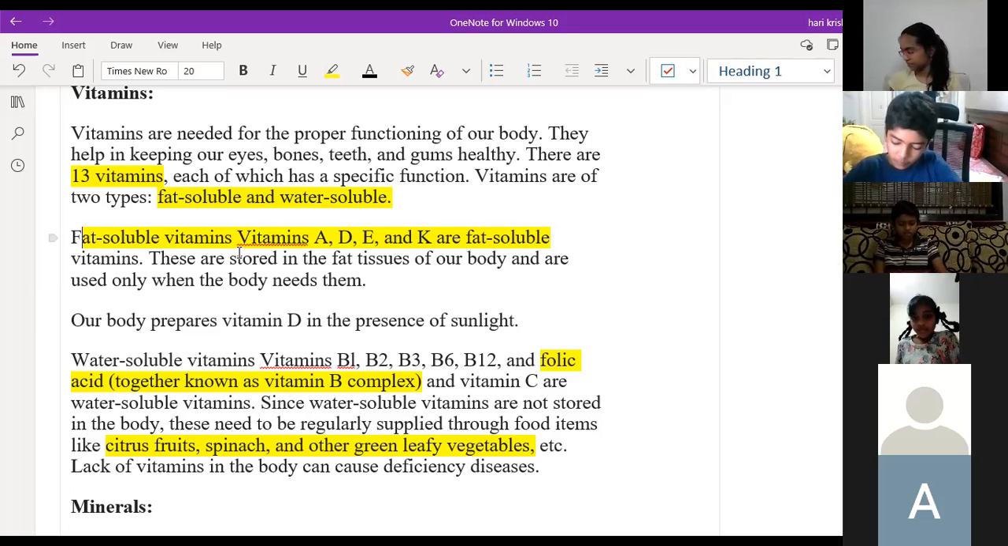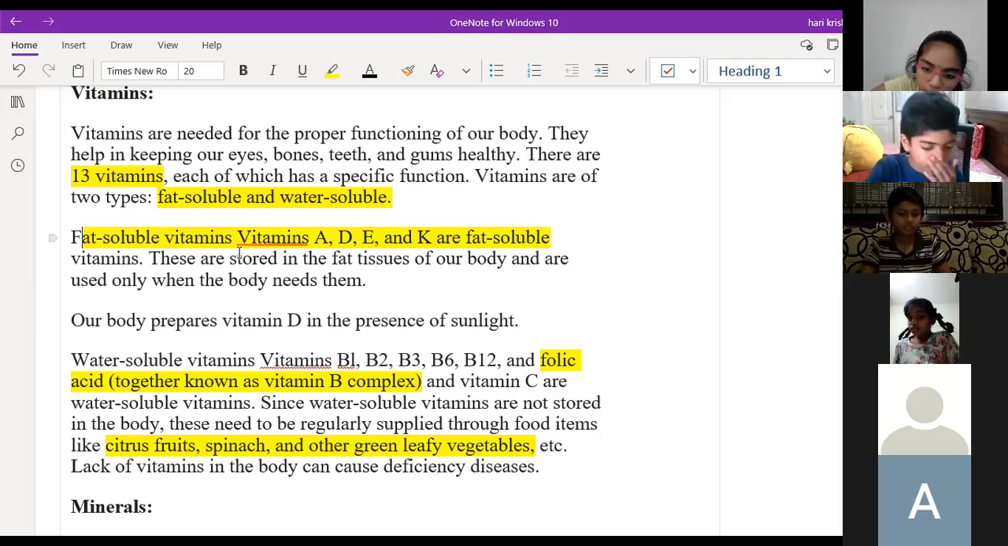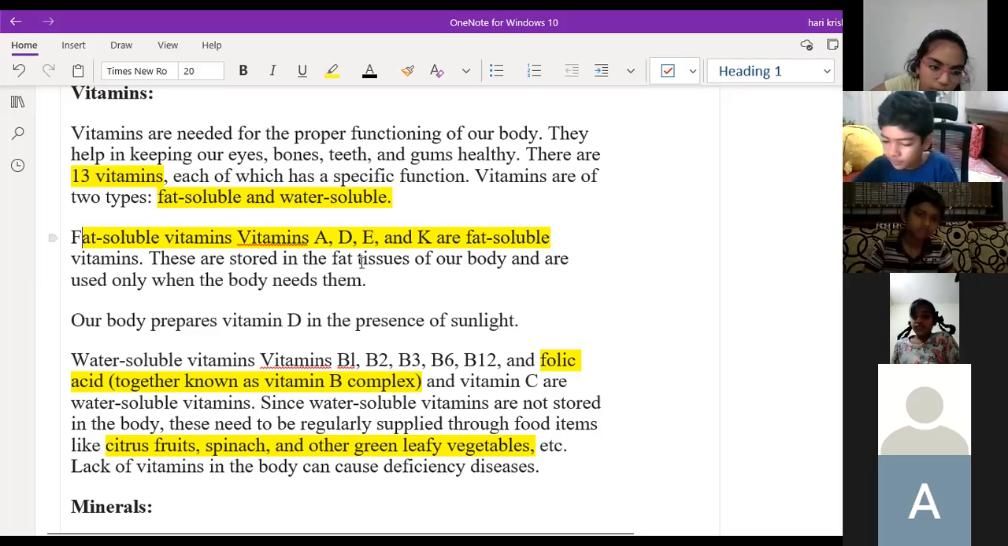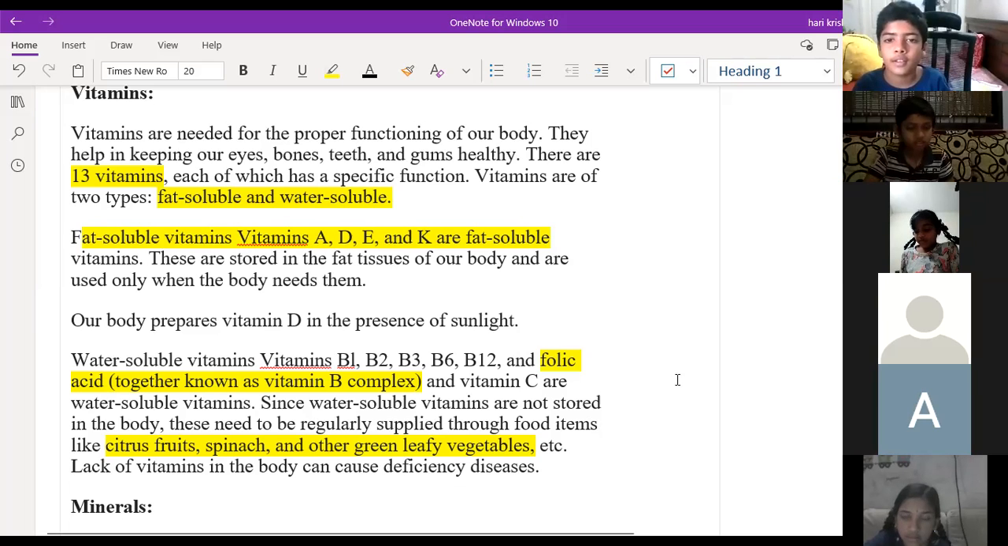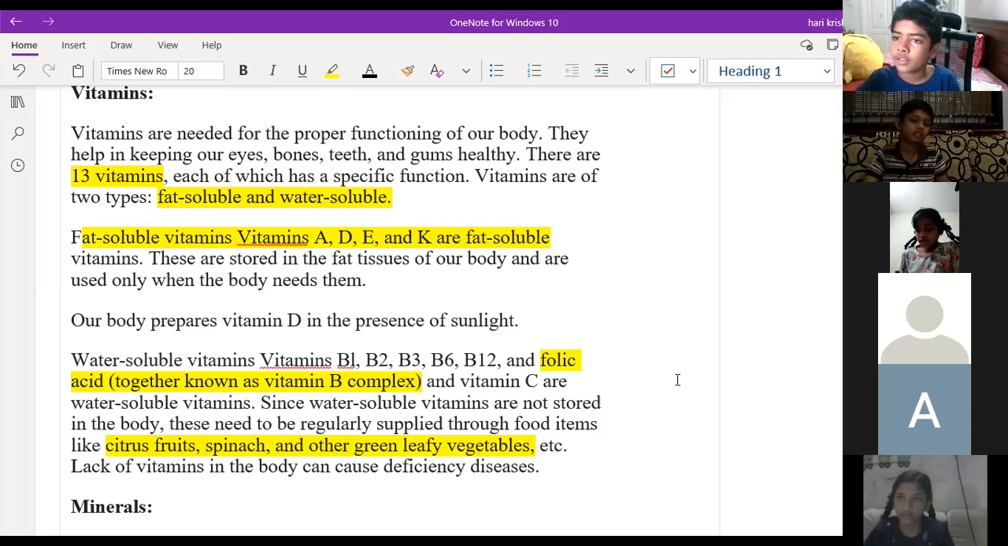Which vitamin can we prepare in the presence of sunlight? Vitamin D. Vitamin D is the vitamin which is prepared in our body in the presence of sunlight. Sunlight vitamin.